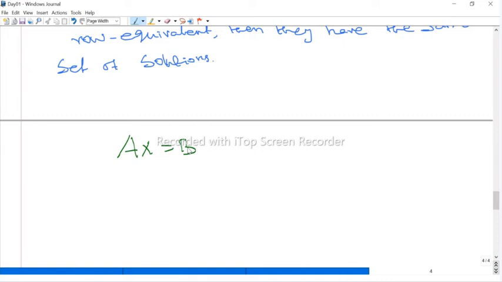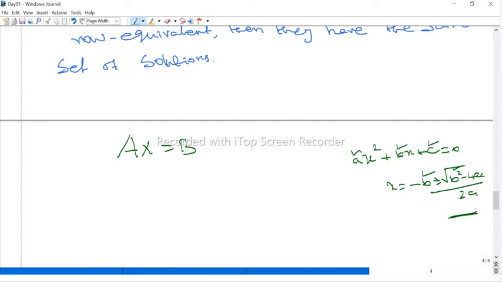Anyway, solutions are nothing but expressions in terms of the coefficients. If you take the quadratic equation ax square plus bx plus c equal to 0, what are the solutions? We know the formula: x equal to minus b plus or minus square root of b square minus 4ac, divided by 2a. Look at this solution: it involves only the coefficients a, b, c. So the coefficients are the tool to find the solution.